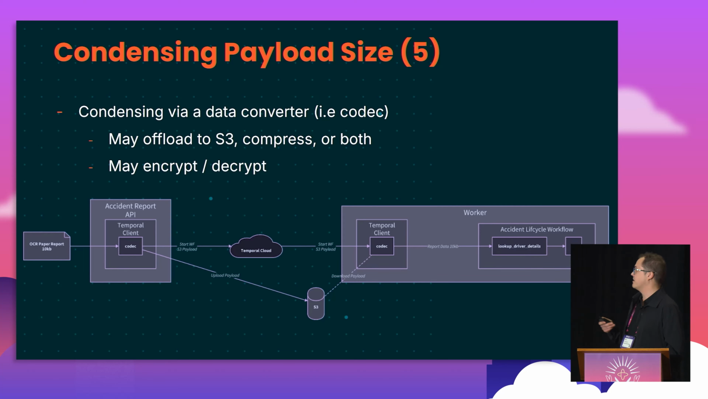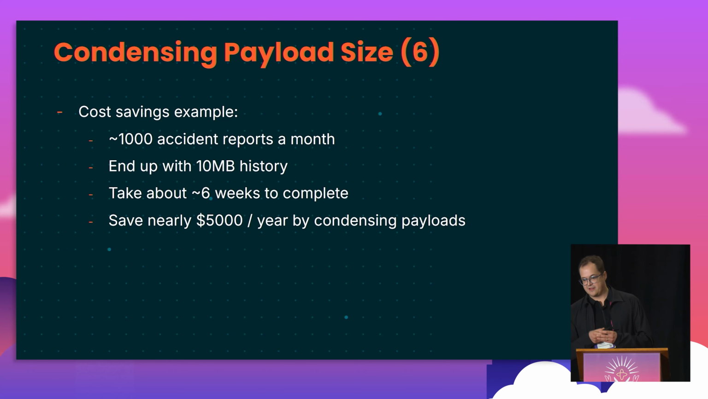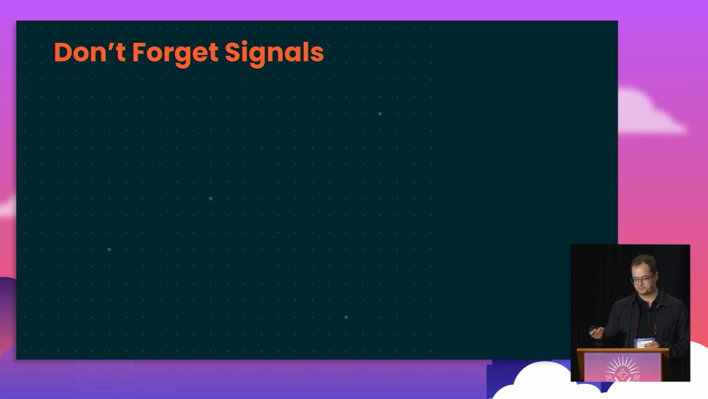This data converter is also frequently used to do encryption and decryption so that your data within Temporal is encrypted when it's stored at rest. That's one of the most frequent applications for this interface, but you can also use it for cost savings by uploading or compressing. And the cost savings can be pretty significant. If you had 1,000 reports a month, and each report ended up with about 10 megabytes of history, and each report took about 6 weeks for the workflow to complete, if you offloaded all of that into S3, that's about $5,000 a year that you could save overall.